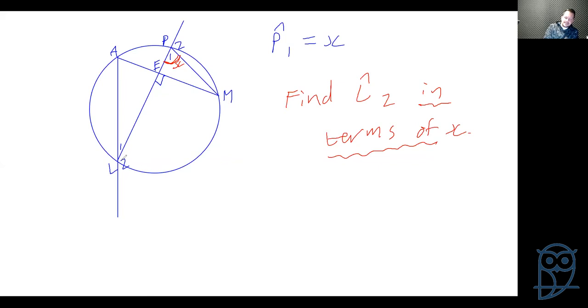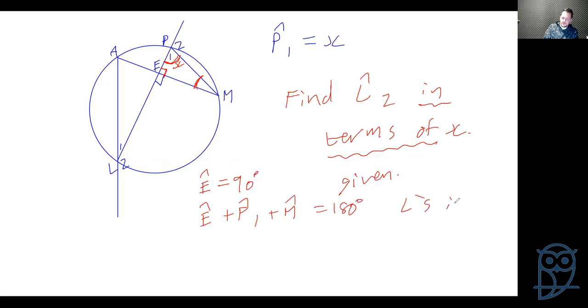All right, how are we going to get to L2? Well, if we know this angle, we also know that that is 90 degrees. We can find the value of M over here. So I know that E is 90 degrees, and that was given to me. So therefore, I know that E plus P1 plus M is 180 degrees because of angles in a triangle. This is 90, this is x, and this is what I'm trying to solve for. So therefore, M is actually 90 minus x.